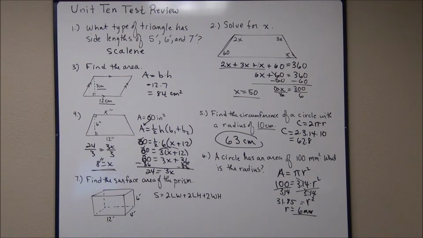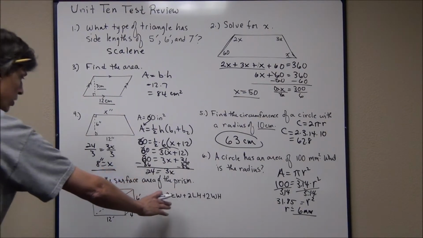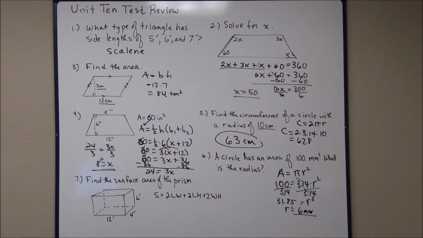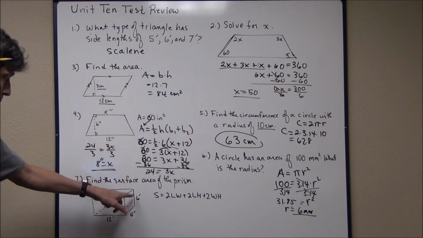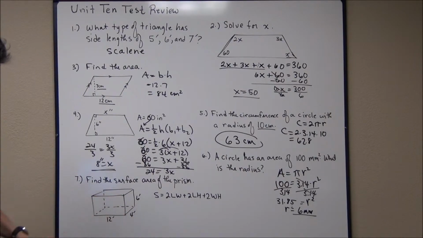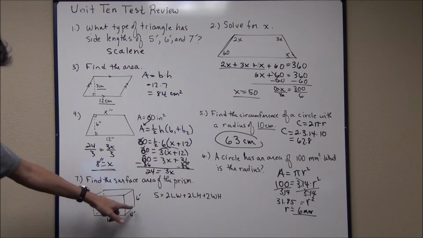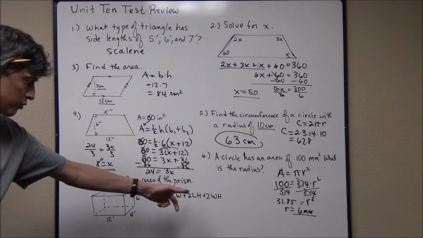Now problem number 7, you may see a formula that you didn't notice before, and that is just a specialized case formula for surface area of a rectangular prism, where one of these measurements is the length, one is the width, and one is the height. The way I've got it drawn out, I have 12 as the length, 4 as the width, and 6 as the height. You can plug directly into this.